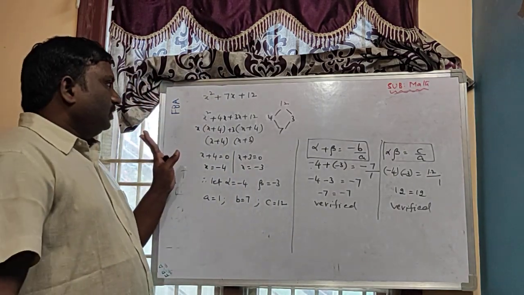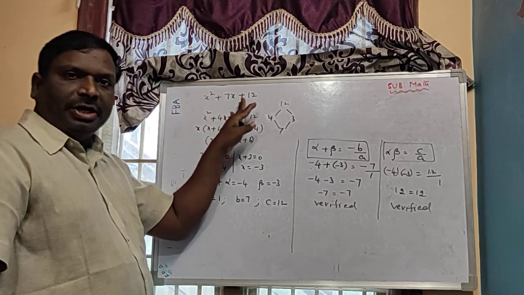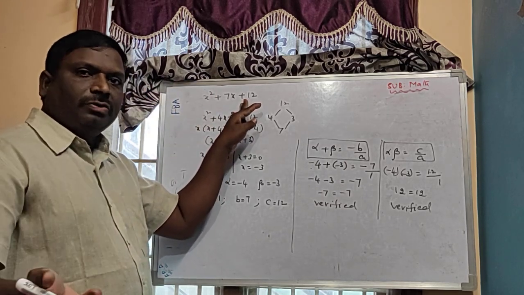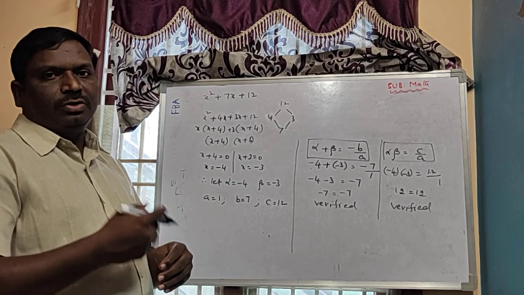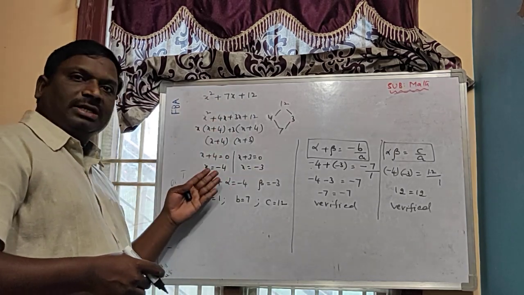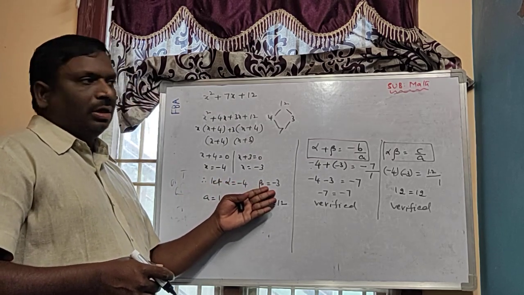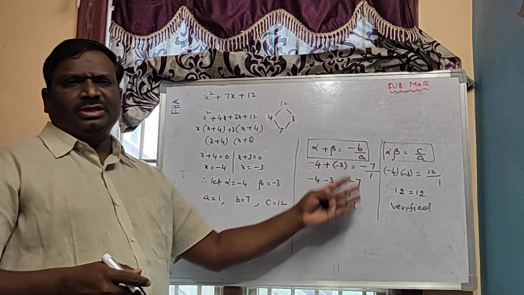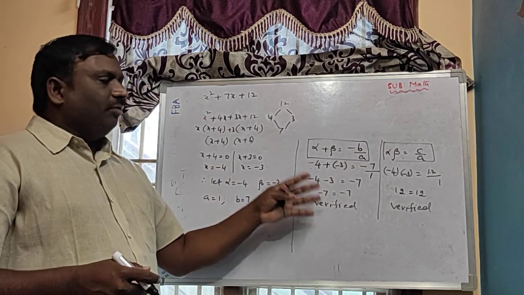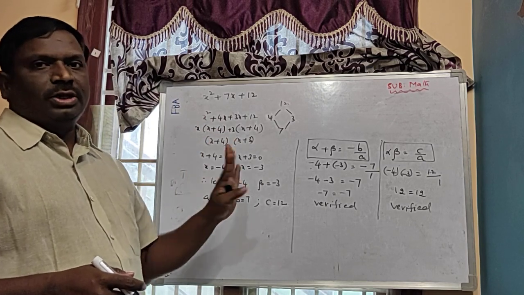Clear? So when they give a quadratic polynomial, sometimes they will give the zeros, sometimes they will not. If they will not give the zeros, we have to find the zeros. Let us take one zero as alpha and another zero as beta, and identify the relationship. Very easy question. Easily we will get the marks from 1 mark or 2 marks questions.